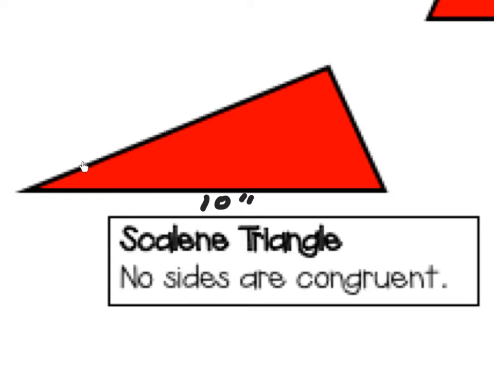And this side is the second longest, right? Let's say that that's maybe 7 inches long, and we would put 7 there. And this side is the shortest side, and let's say that that's about 5 inches long. So 5 inches right there. So as you see, each side has a different length, and that makes it a scalene triangle.